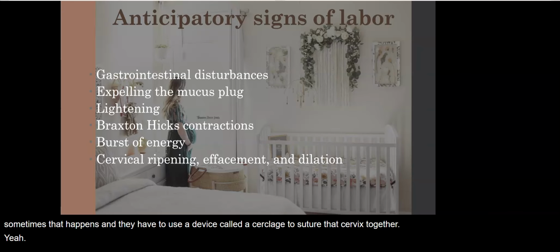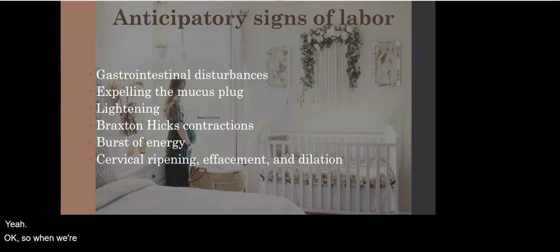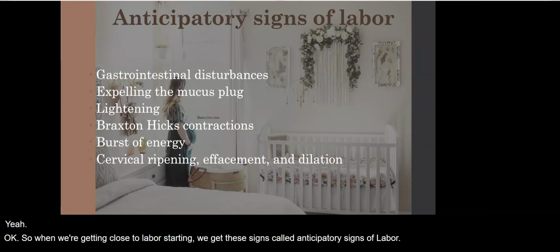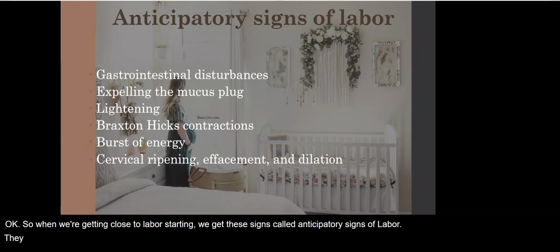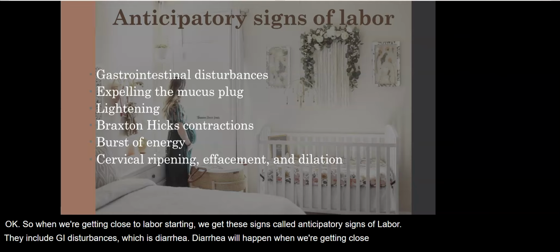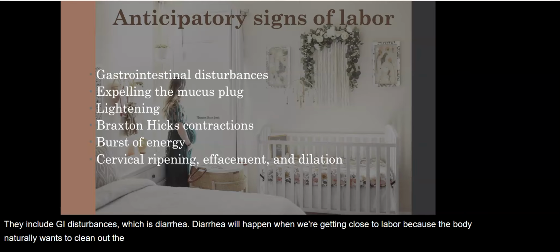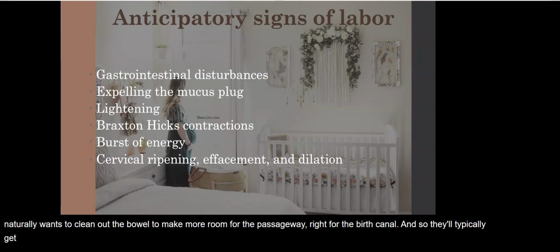Okay, so when we're getting close to labor starting, we get these signs called anticipatory signs of labor. They include GI disturbances, which is diarrhea. Diarrhea will happen when we're getting close to labor because the body naturally wants to clean out the bowel to make more room for the passageway, right? For the birth canal. And so they'll typically get diarrhea before labor starts.